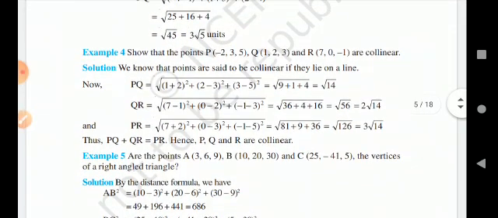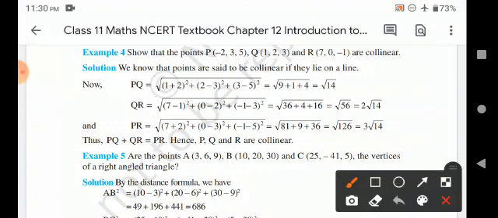Let me begin with one more example. Show that the points P, Q and R are collinear. In this case, we have to show that the given three points are collinear, meaning they lie on a straight line, or they are points on the line. For that, we should find the distance PQ by using the distance formula.